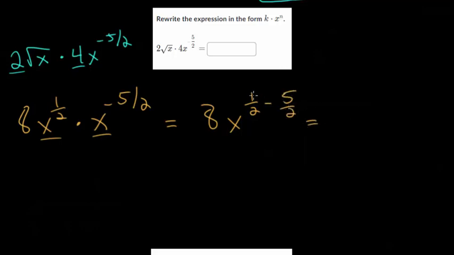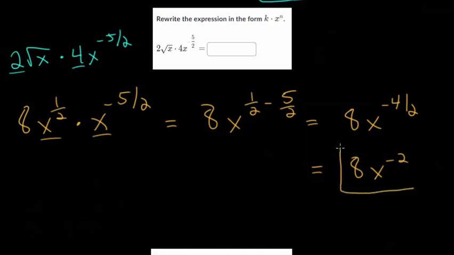And we can simplify that. 1 minus 5 is negative 4. So we get 8 times x to the minus 4 halves, and minus 4 over 2 is just negative 2. So this becomes 8 times x to the minus 2. And again, that's the form that we're looking for. So this will be our final answer. Let's just do one more problem.